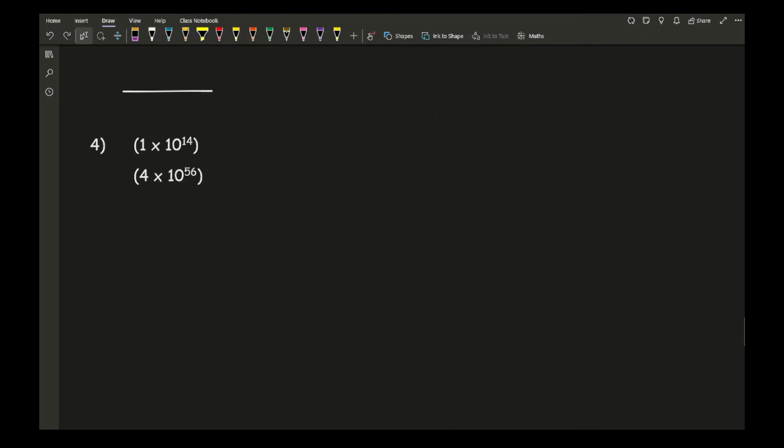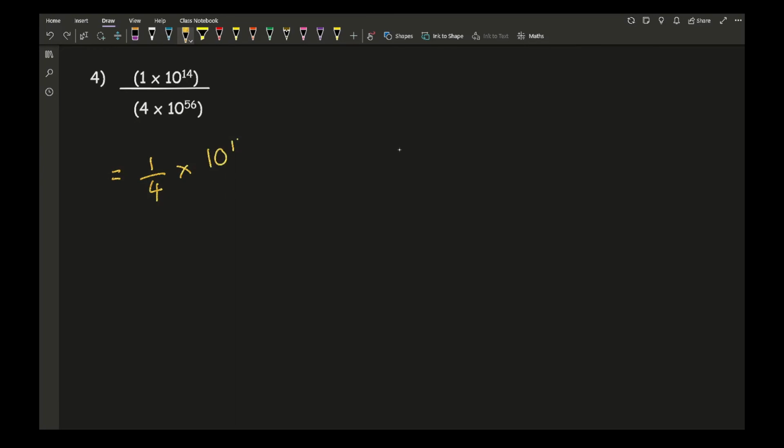And then moving on to question 4, with the division symbol gone a bit wayward. So let's just squeeze it in there. So here we've already got our fraction written, so I can go straight into splitting it all up. There we go. And then here what we've got is 1 over 4 times 10 to the power 14 over 10 to the power 56. So 1 over 4 is 0.25 times 10, and I've got 14 minus 56. Now 14 minus 56, working that out, is going to give me minus 42.